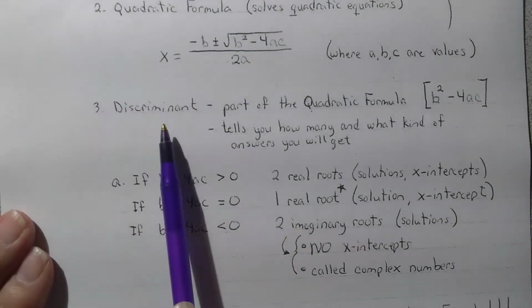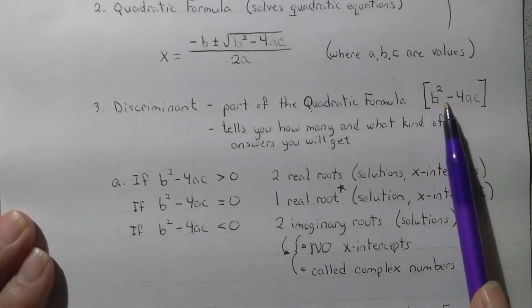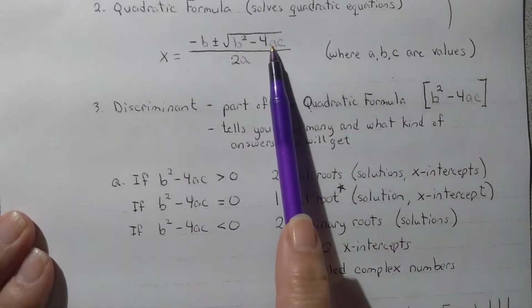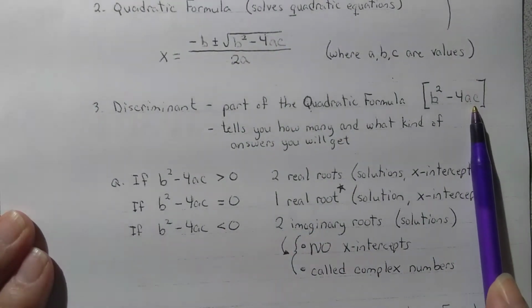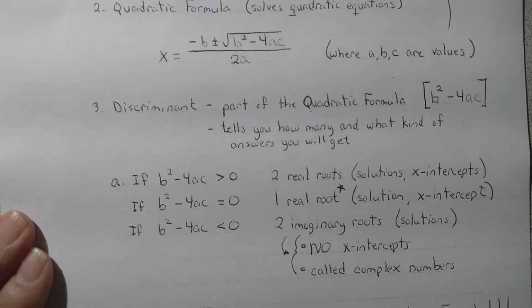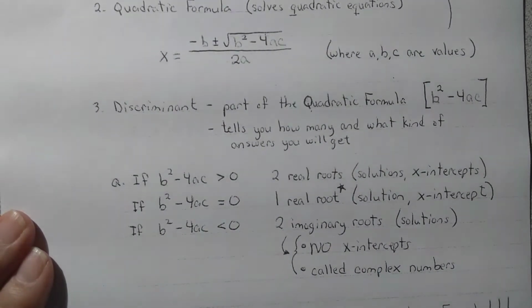The only new thing that we're going to cover today, at least new for most of you, is called the discriminant. Now the discriminant is just part of the quadratic formula, this part right here. You can see it right here inside the square root. Notice this does not have a square root in it. We're not interested in that right now. And what the discriminant tells you is how many answers and what kind of answers you're going to get without having to do the entire quadratic formula.